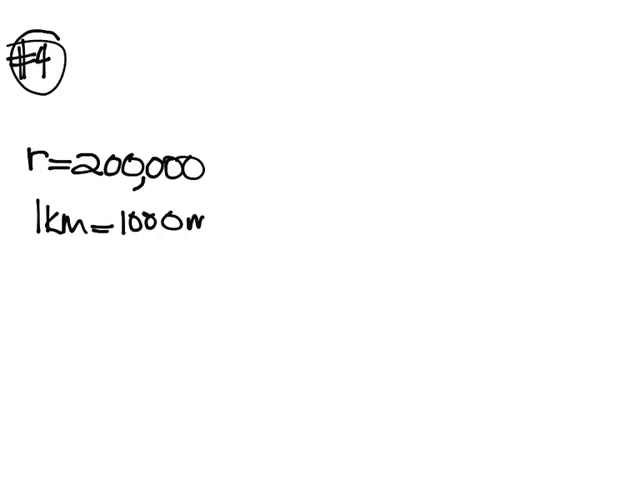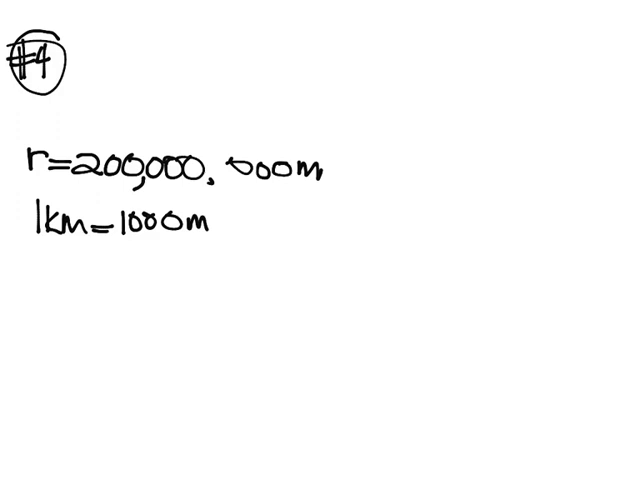Alright, in number 4 it asks us how fast would a satellite have to go to orbit the Earth 200,000 kilometers. So that's telling us our radius, but notice it's telling us in kilometers. So it's 200,000, and then we know that 1 kilometer is equal to 1,000 meters. So all I have to do is multiply by 1,000, or add 3 more zeros. So it's actually 200 million meters from the center of the Earth.